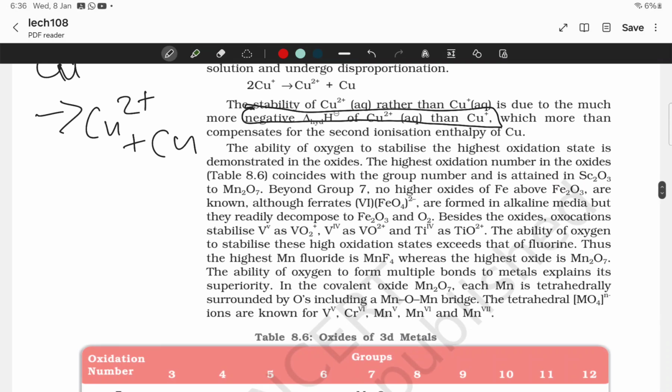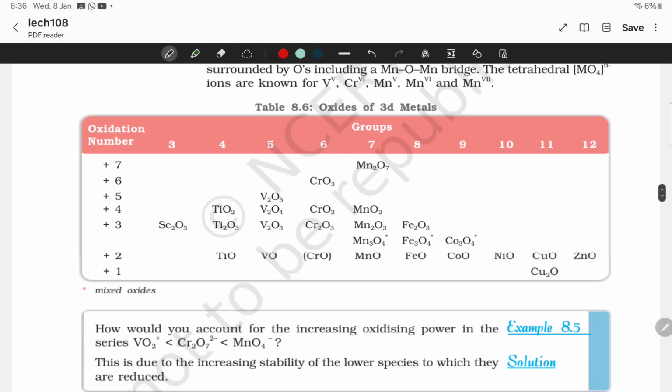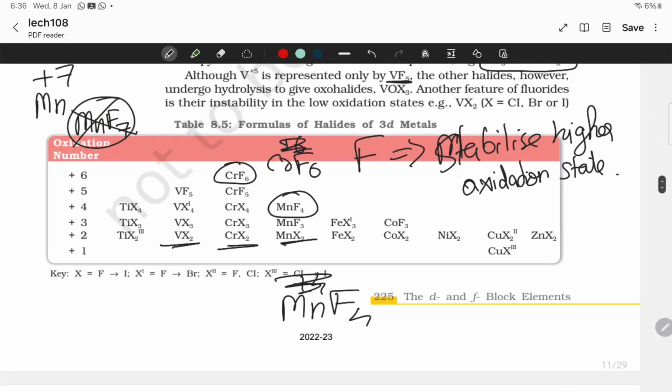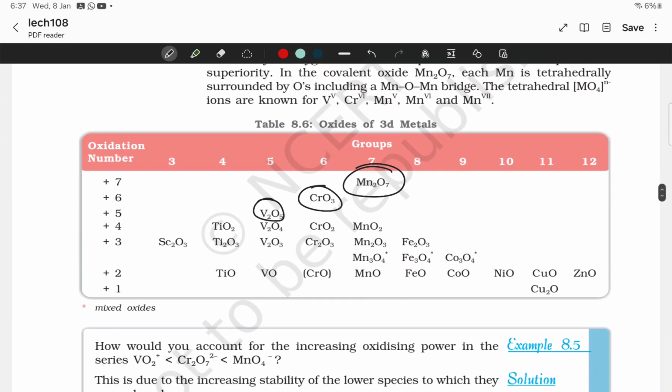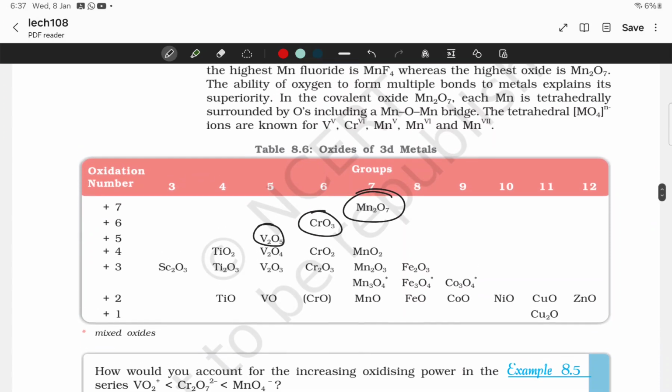Okay. The ability of oxygen to stabilize the highest oxidation state is demonstrated in the oxides. Here look, Mn2O7. Which one? Plus 7. CrO3. But for chromium, only CrO3 is found, but the halide had CrF6. Right? V2O5, vanadium's plus 5. Here vanadium's +5 state. VF5 was there. Okay. So these are the compounds.